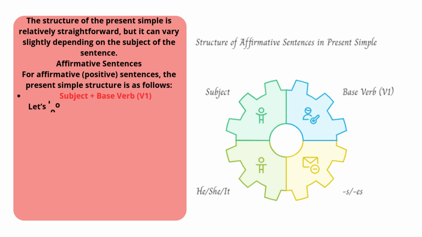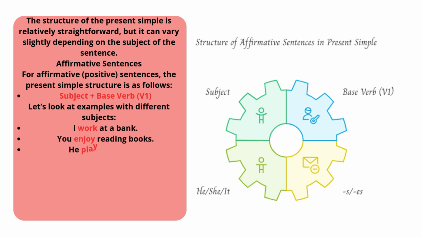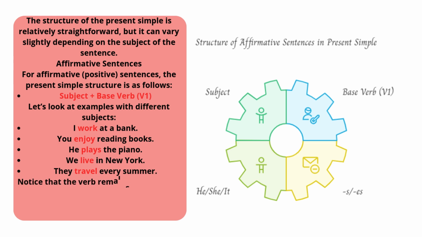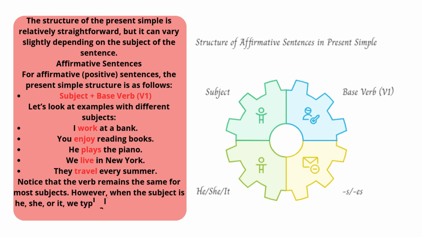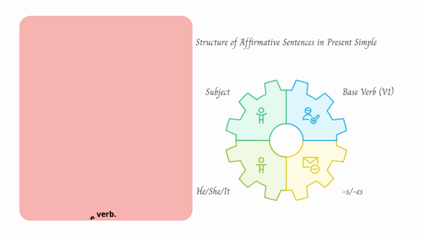Let's look at examples with different subjects. I work at a bank. You enjoy reading books. He plays the piano. We live in New York. They travel every summer. Notice that the verb remains the same for most subjects. However, when the subject is he, she, or it, we typically add an s or es to the verb.